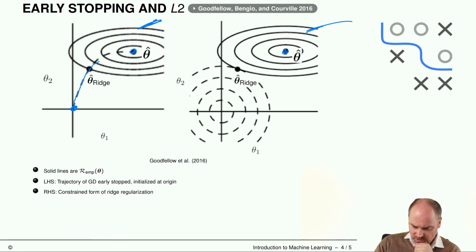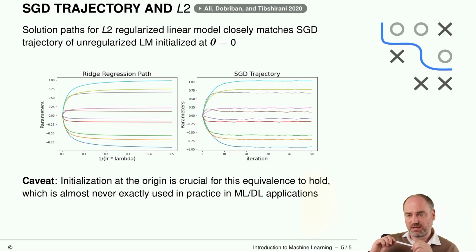If we would continue indefinitely, at some point we would reach the local minimum. But if we early stop, we could stop here, and that is, at least for the scenario that I outlined on the slide before, usually also the location of the minimizer of the L2 regularization. Here's at least one simulation to show this.